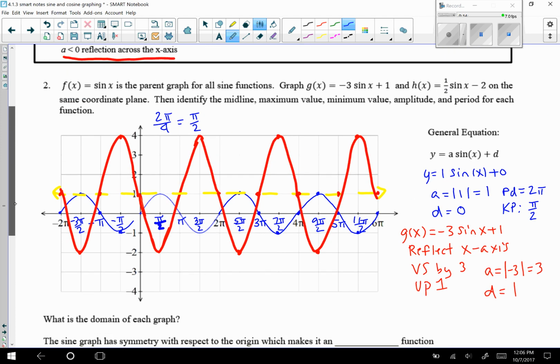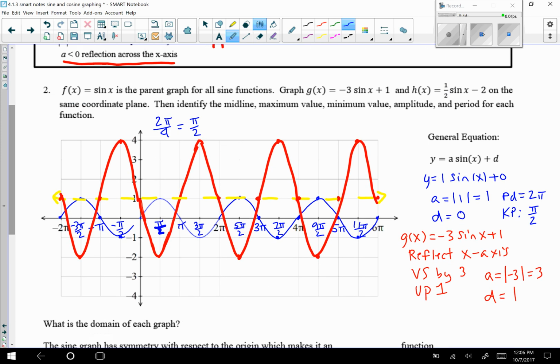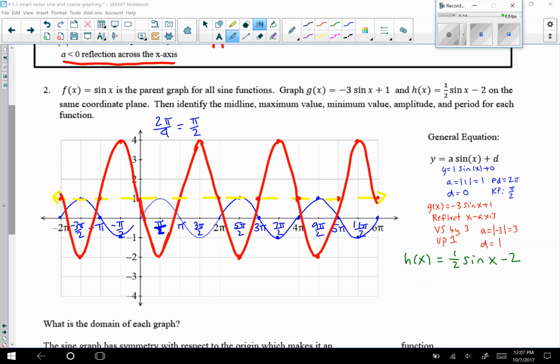So let's go ahead and take a look at the next graph that we have. So h of x equals 1/2 sine of x minus 2. So this is a vertical compression by 1/2, and we know we're going down 2, so my amplitude is 1/2. The midline would be now at -2. We still know our period's 2 pi and our key points are pi over 2. So we can use our transformations to help us graph this if we want.